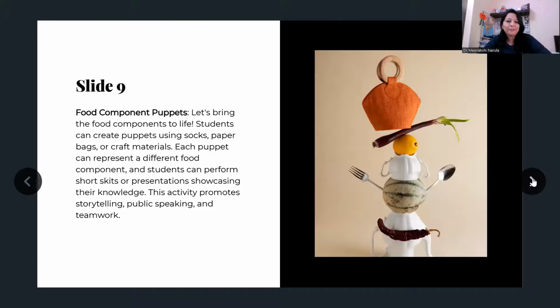Now they can also create some puppets, food component puppets. Let's bring the food component puppets to life. Students can create puppets using old socks, paper bags, and different craft materials. So this will be a best out of waste or maybe trash to treasure activity. Each puppet can represent a different food component, and students can perform short skits, right? Various presentations showcasing their knowledge, and they can go ahead with storytelling also using those puppets, right? So maybe the journey of a bite of food, when it is inside the body, they can present like that also, right?